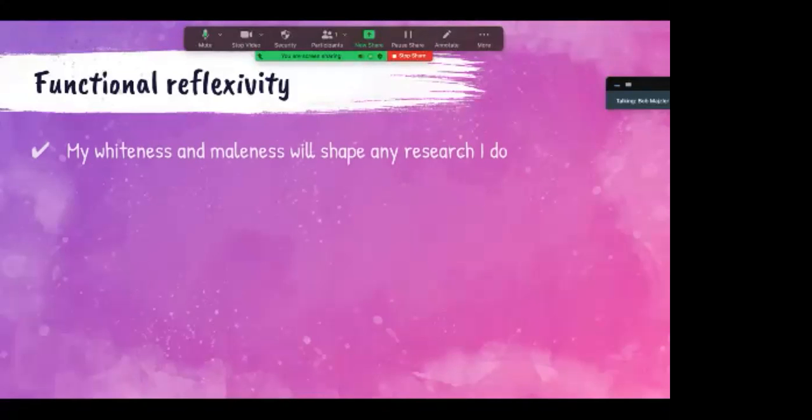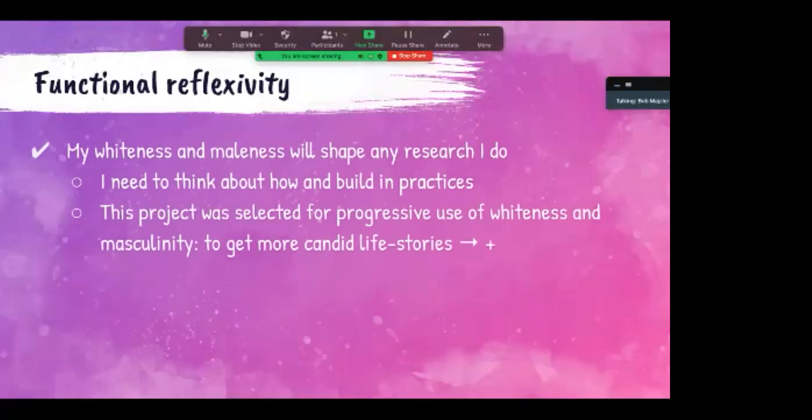Functional reflexivity, so that's my identities. We looking at my whiteness and maleness will shape any research I do. And I needed to think about how to build in practices of reflexivity. This project was selected for progressive use of whiteness and masculinity.